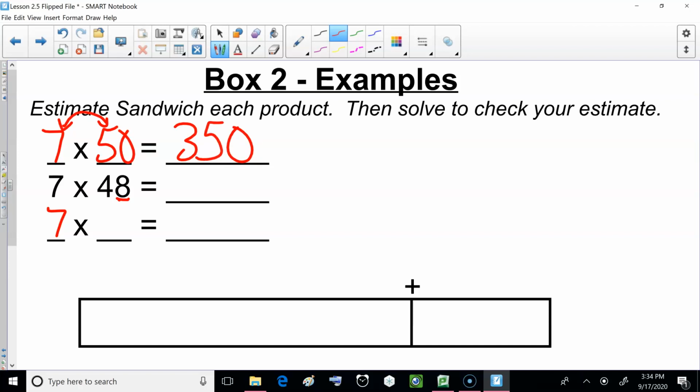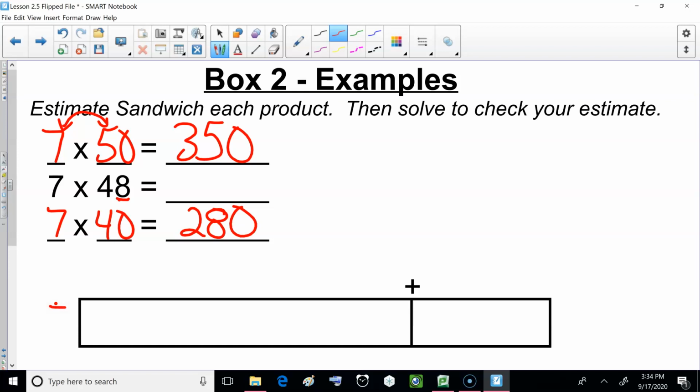We're going to take 48 and we're going to round that down. So we're going to round down to 40. So since we have a 0 in our ones place value, 4 times 7 is 28. So our answer is going to be between 350 and 280. So here's our area model. What do we do first?